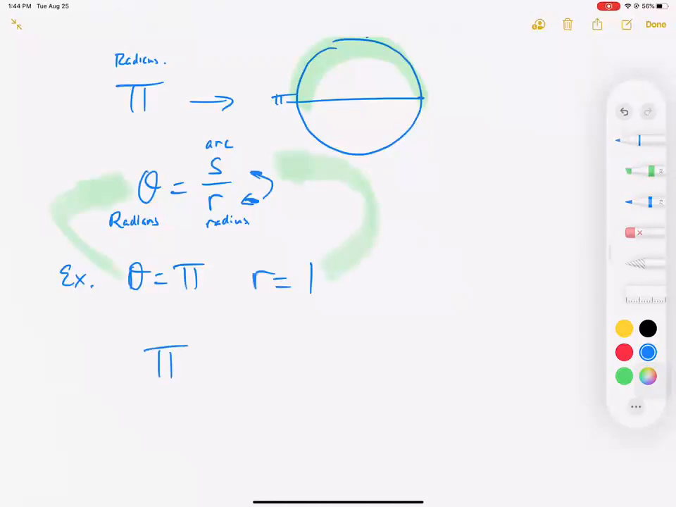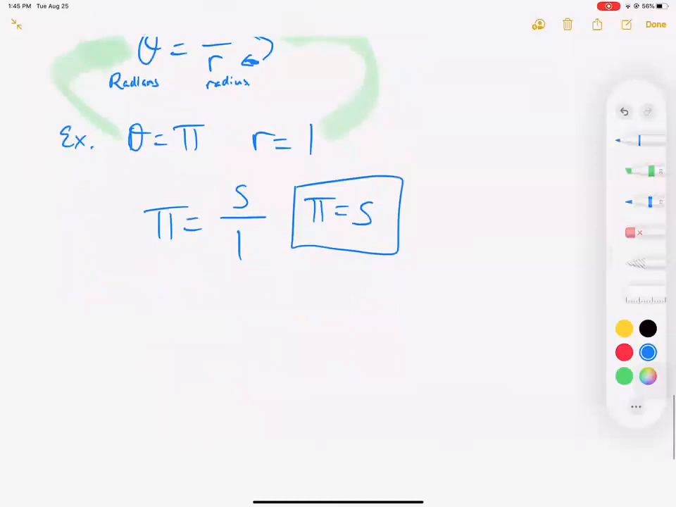So pi is equal to s over 1, okay? As simple as plugging it into the equation. Solve for s. S is equal to pi. That's it. That's actually the length. Now, what we're describing here is if my radius, the distance from here to here, was 1, r is equal to 1. But what if this was bigger?